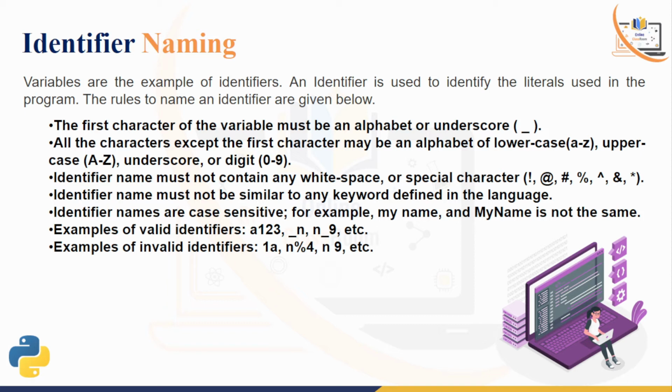So it means you cannot give type as an identifier name, because type is already a keyword, or str, or string is a keyword, defined inside a programming language. So your identifier name must be anything else. And the next one is that identifier names are case sensitive.